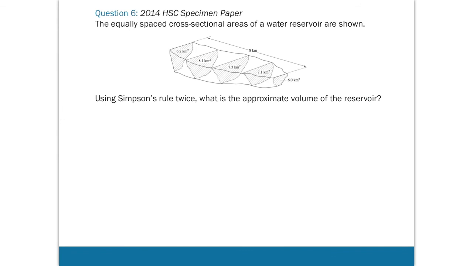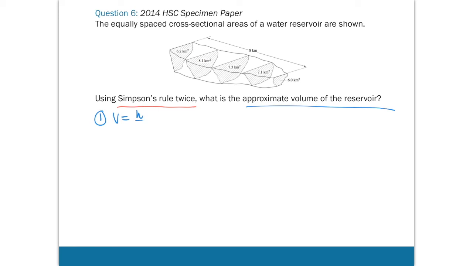Okay, so the equally spaced cross-sectional areas of a water reservoir are shown. Using Simpson's rule twice, what is the approximate volume of the reservoir? Okay, so let's write our volume formula first. And we know that we're going to do it twice, right? So our first application, let's write out our formula.